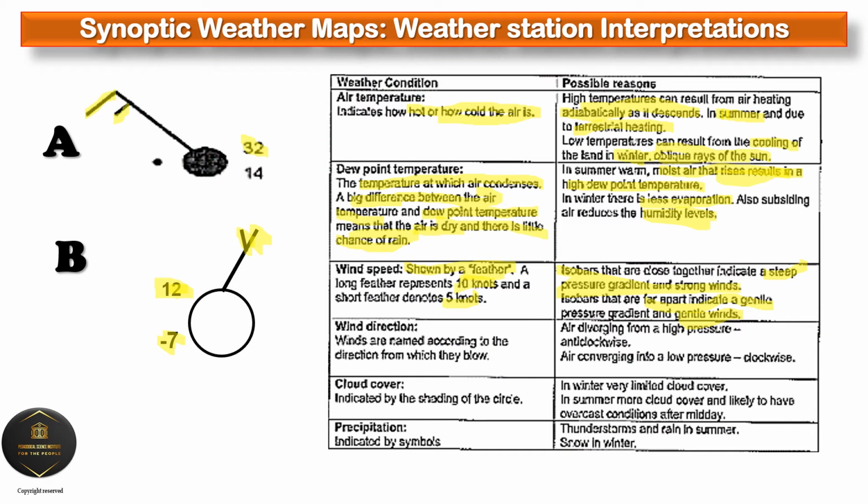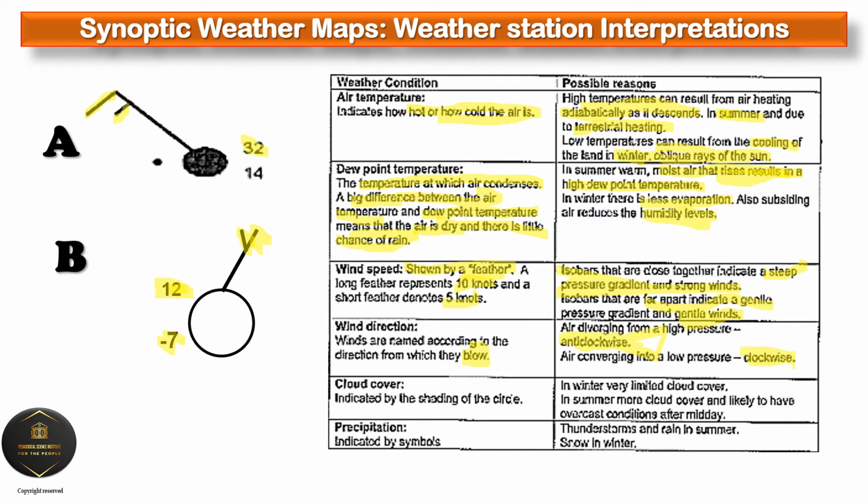And then looking at wind direction, remember, winds are named according to the direction from which they blow. So when we have air diverging from a high pressure, we are going to have anti-clockwise circulatory winds, and that may influence whether these winds are northwesterly or southwesterly, or southeasterly or northeasterly, or southerly, northerly, westerly, or easterly. So please remember those. Now, air converging in the low pressure will lead to clockwise circulation of air.